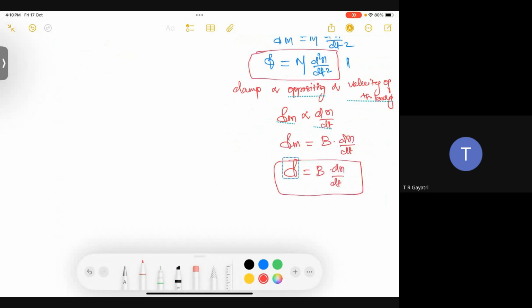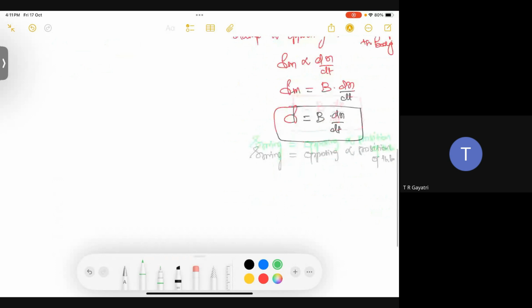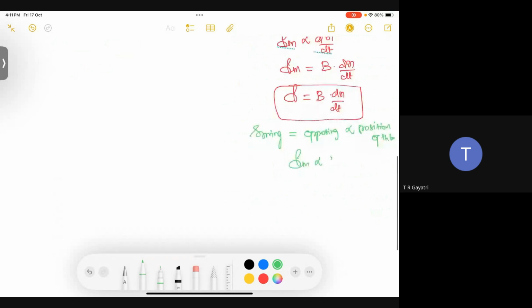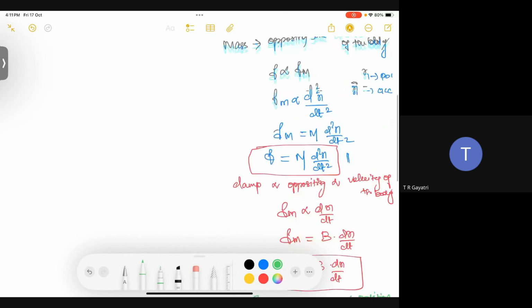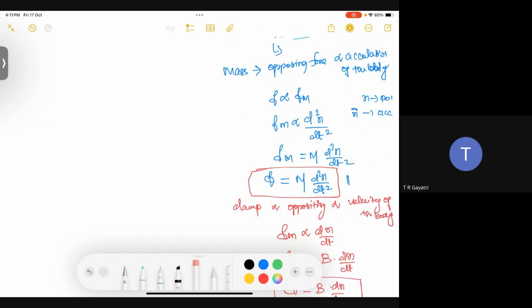When it comes to the spring constant, the spring will create an opposing force that is proportional to the position of the body or system. So this will be Fm proportional to x. That's it. Taking the proportionality constant, the applied force will be equal to k into x. So I have referred here only to the individual idealized systems.